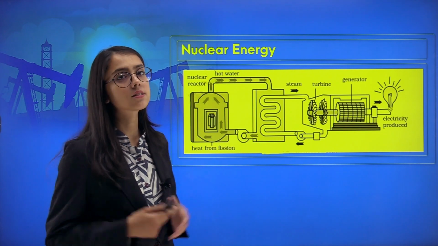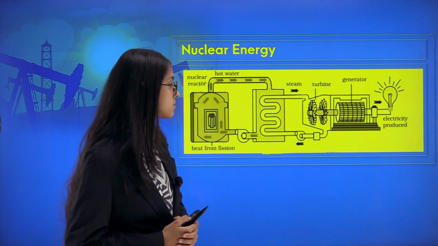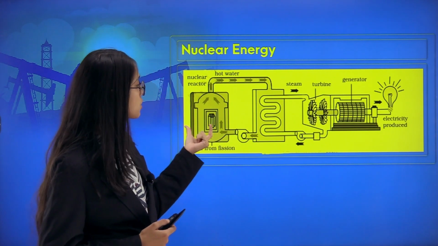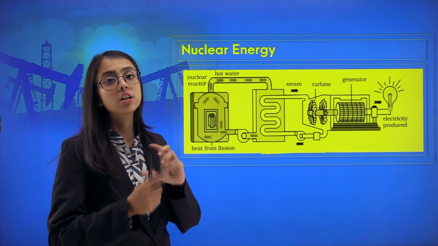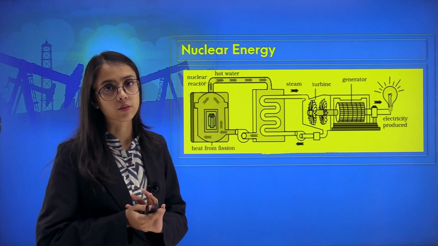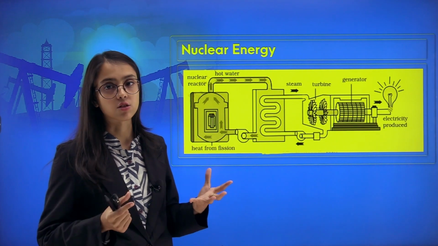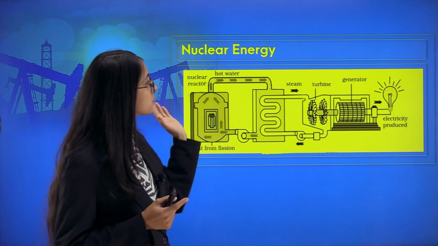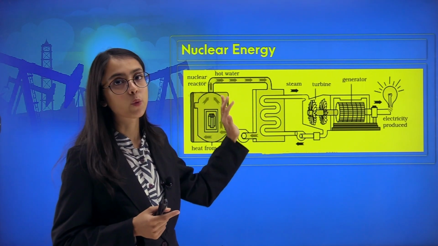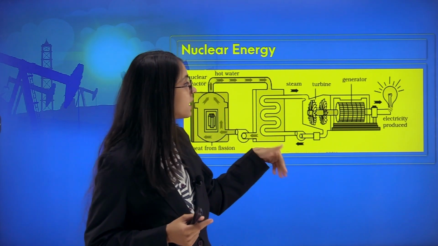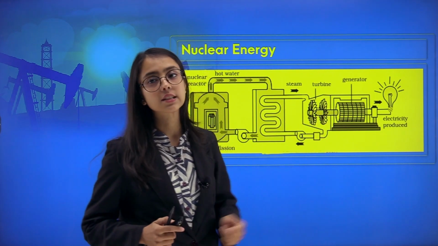Now, here is an image of how nuclear energy is produced. This is a nuclear reactor in which uranium nuclei and atoms react and create fusion with each other. They explode and create an extreme amount of energy. Then hot water is passed, and the steam from the hot water makes the turbine move, and the generator produces electricity in return.